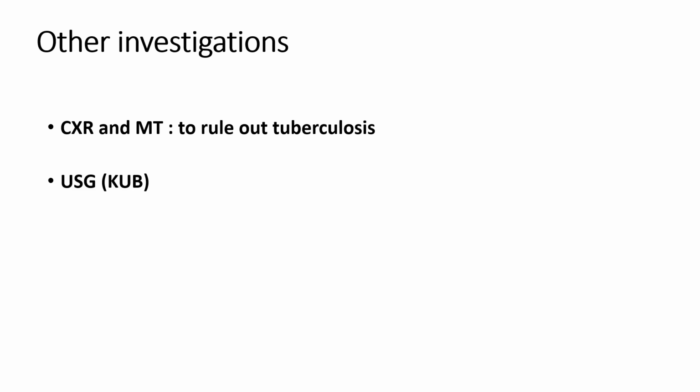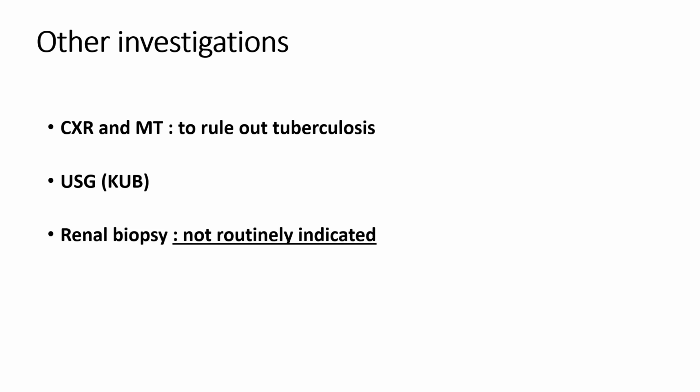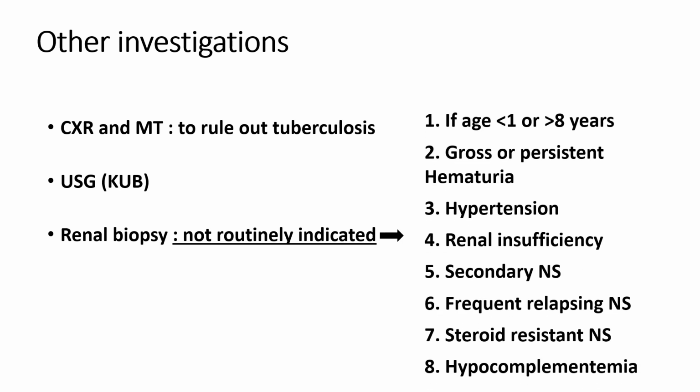Among other investigations, an X-ray and Mantoux test should be done before starting treatment to rule out tuberculosis. USG KUB should be performed to rule out any gross malformation in the kidney. Renal biopsy is not routinely indicated in nephrotic syndrome. It is indicated only if the onset of nephrotic syndrome is in the less than 1 year or more than 8 years age group, when non-minimal nephrotic syndrome is common.